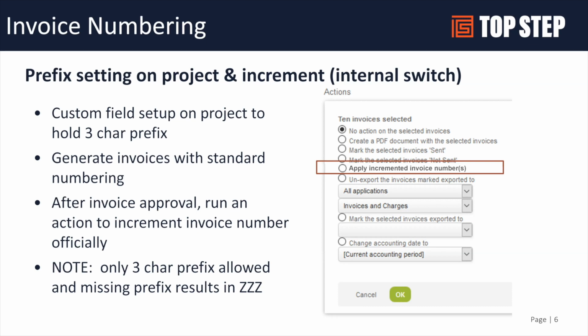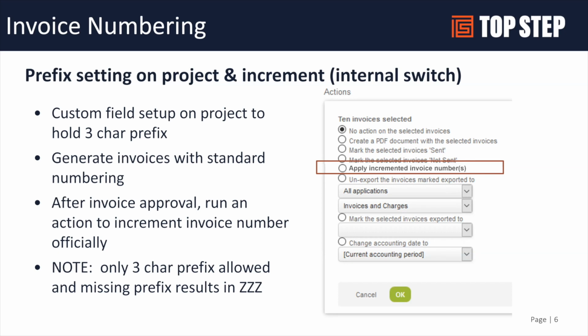Once the invoice is going through the approval process, everyone's familiar with the actions that you can take on different records. So with the setting enabled, one of the actions will be to apply the incremented invoice numbering. And what that will do is it will pre-number the invoices based on the project increment and the project setting.